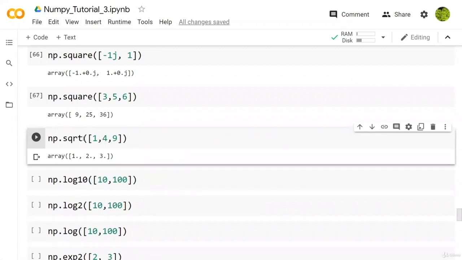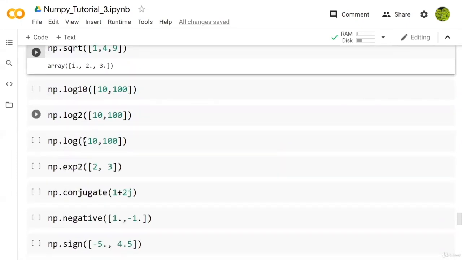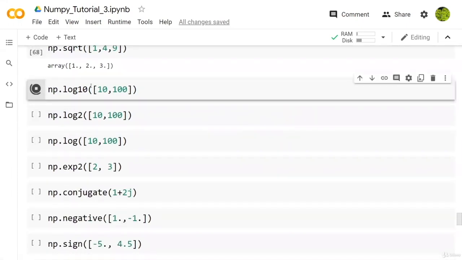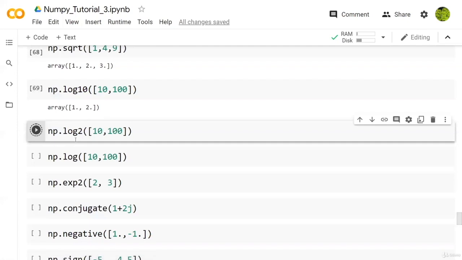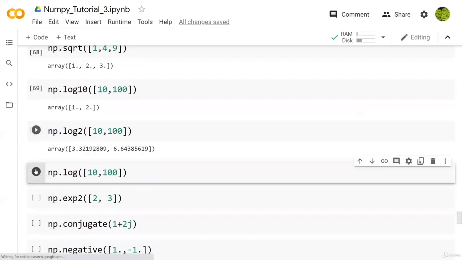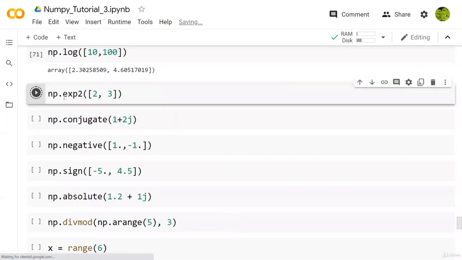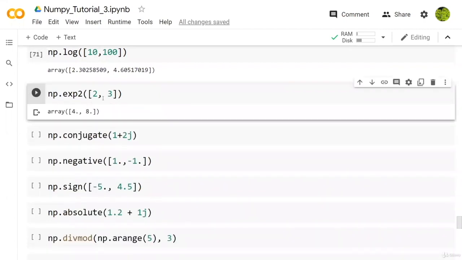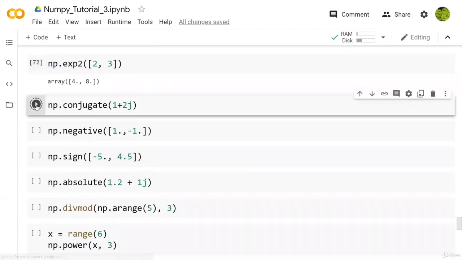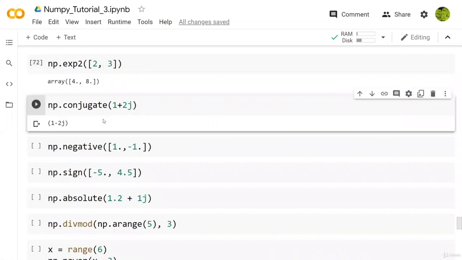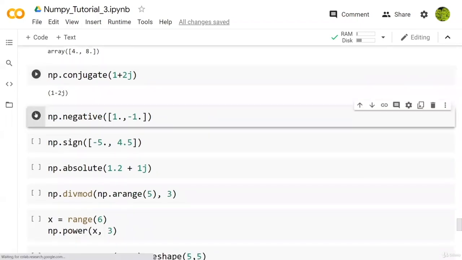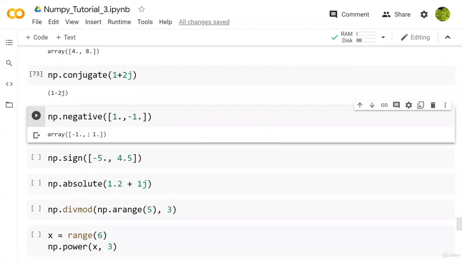You can see the program which has already been written inside NumPy. We are using that. I can find out the log to the base 10, log to the base 2 of the elements, and the natural log of that. Okay, I can find e raised to a value, e raised to 2 and e raised to 3. I can find out the complex conjugate of that. I can find out the negative value of each of them. So minus 1 negative is 1, and 1 negative is minus 1.